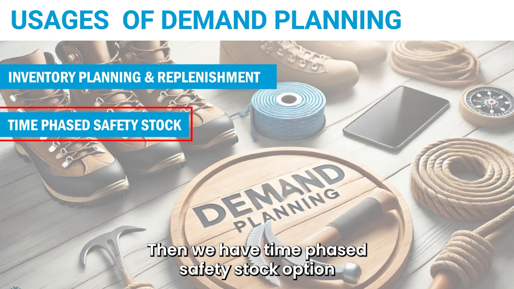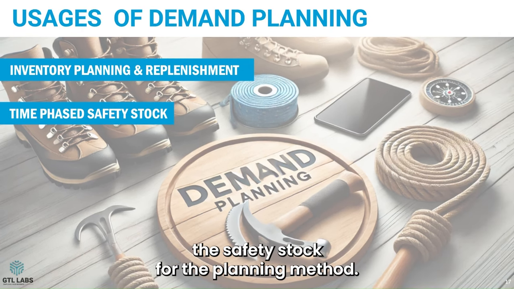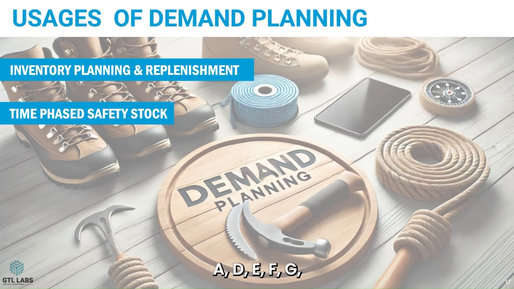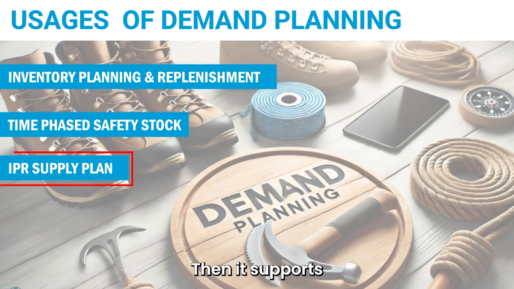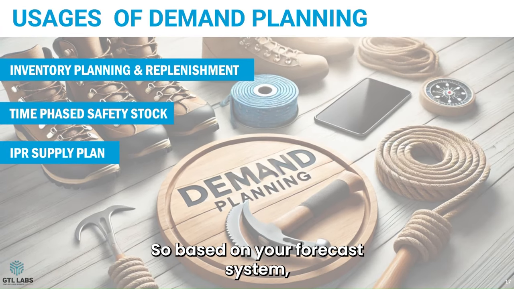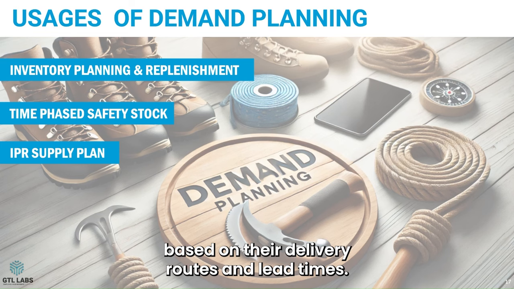Then we have the time phased safety stock option, where we calculate the safety stock for parts with planning methods A, D, E, F, G and M. IFS Demand Planner supports that as well. Then it supports the IPR supply plan. Based on your forecast, the system suggests supplies for the suppliers as well, based on their delivery routes and lead times.